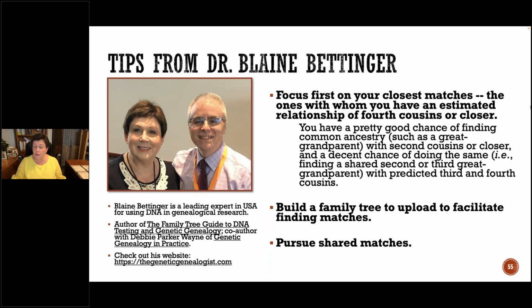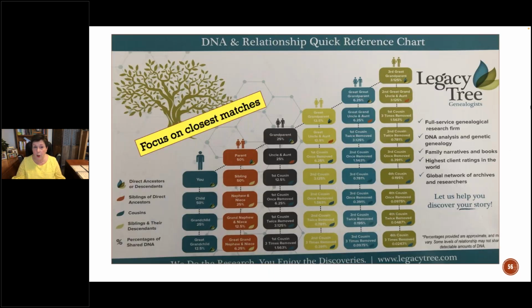And these are three tips, among many that he gave that day and in his book, that I would just want to go through very quickly. So focus first on your closest matches, the ones with whom you have an estimated relationship of fourth cousin or closer. Build a family tree to upload to facilitate finding matches and pursue shared matches. So this will be in the October package. So these are the relatives, the cousins basically, mostly, that you'll want to focus on, where it's most likely that you're going to get a hit.